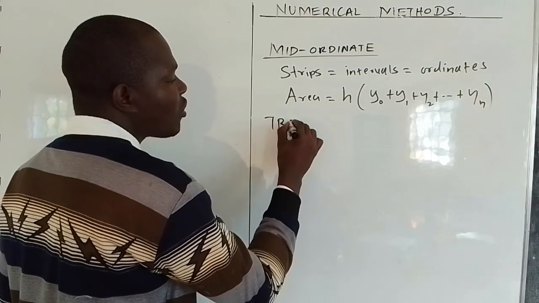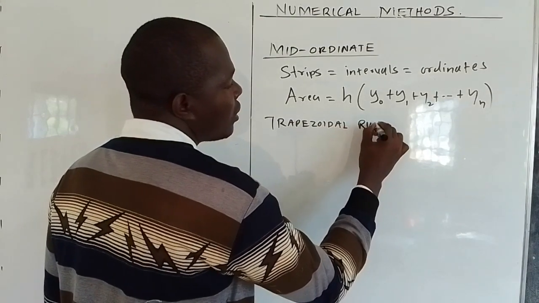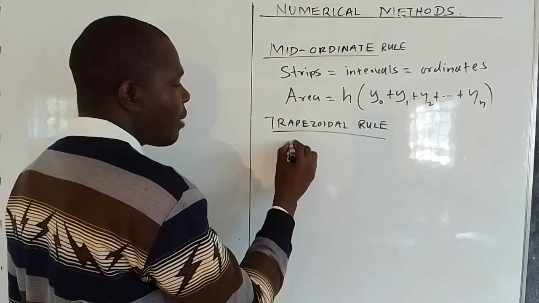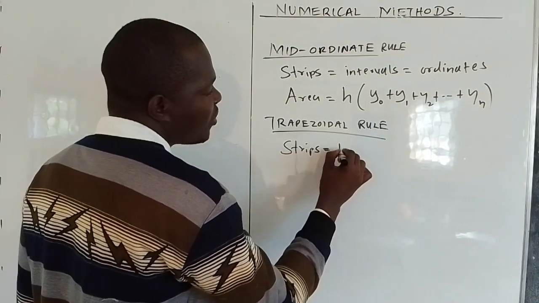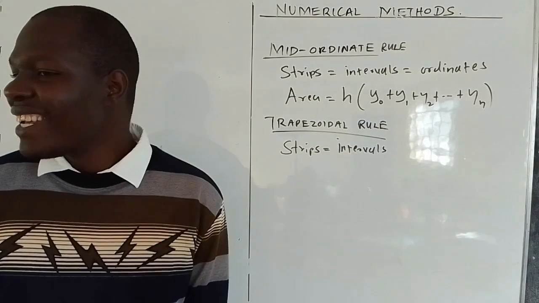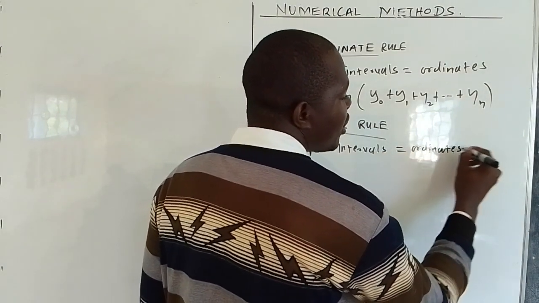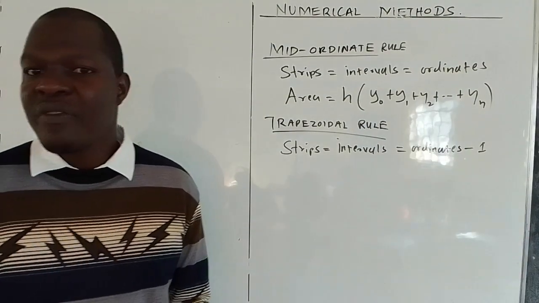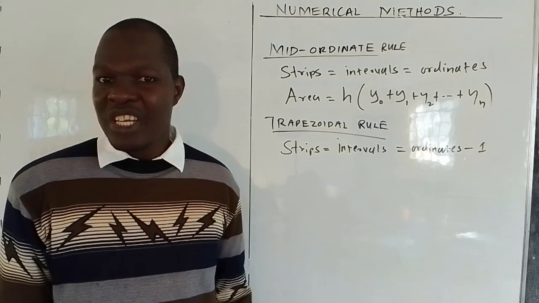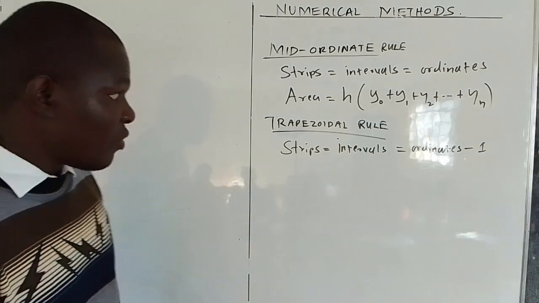That is the mid-ordinate rule. We've also seen the trapezoidal rule. In the trapezoidal rule, we've seen the number of parts, strips, will always be the same as the number of intervals, because each interval is for each part, isn't it? And it is the same as the number of ordinates minus 1. So if you have 7 ordinates, it means 6 strips, isn't it? 7 minus 1. Because it uses trapeziums to approximate the area. So in that case, we've demonstrated that.